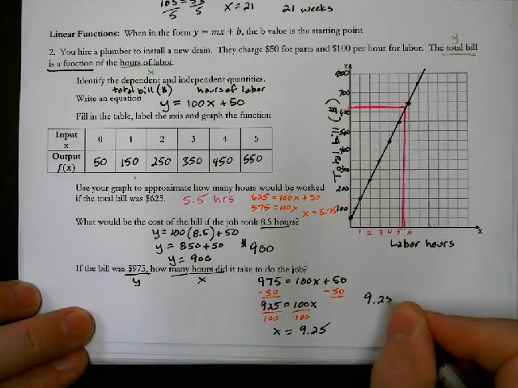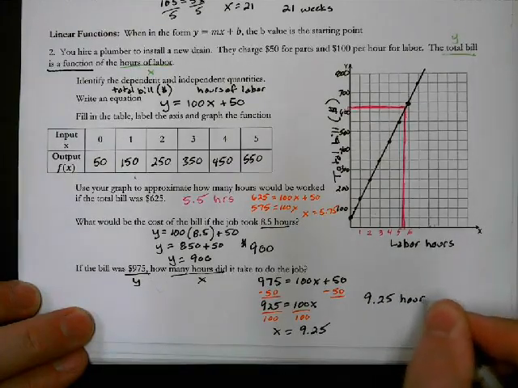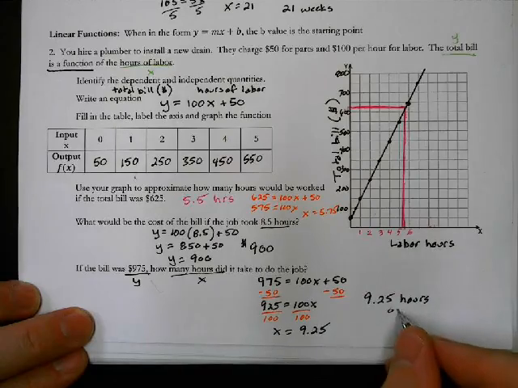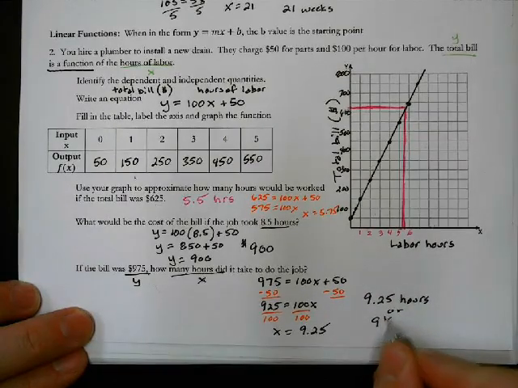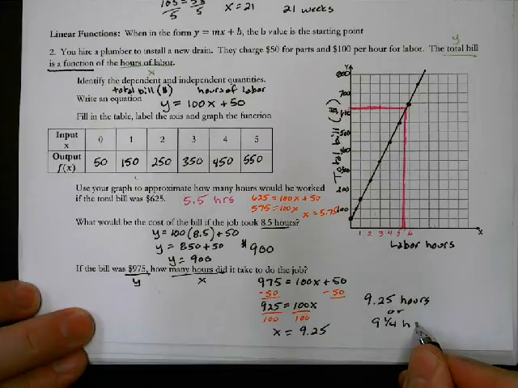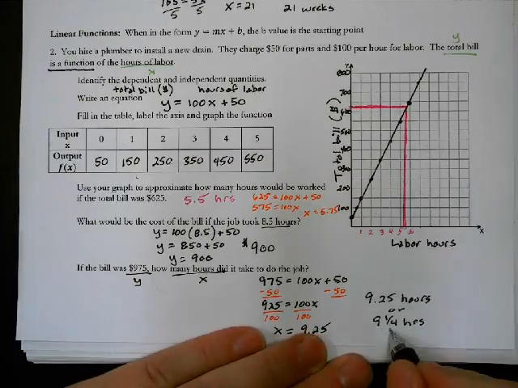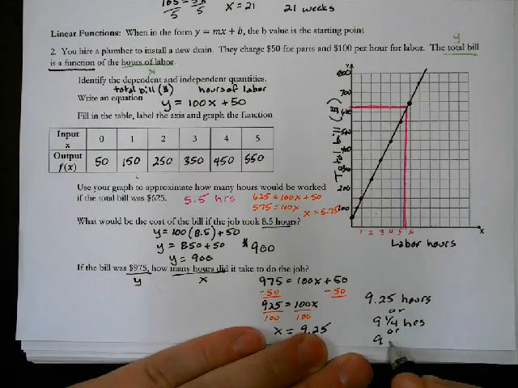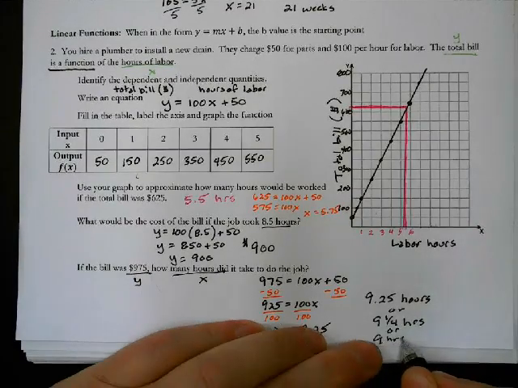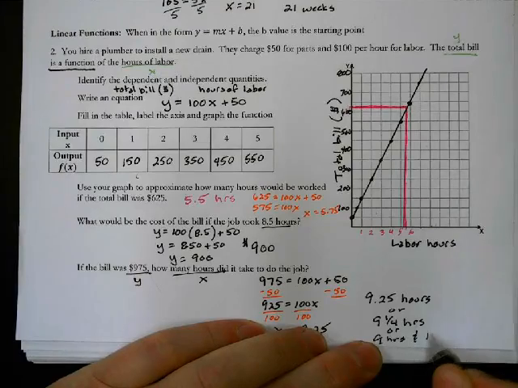Or we might say 9.25 hours. Or a quarter hour is 15 minutes. So we would say, or 9 hours and 15 minutes. Three different ways we could give that answer.